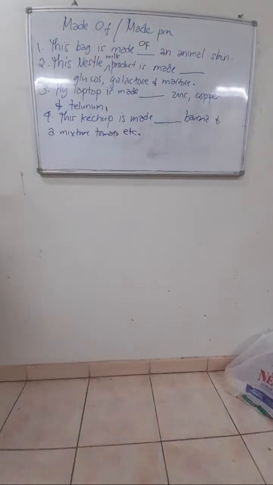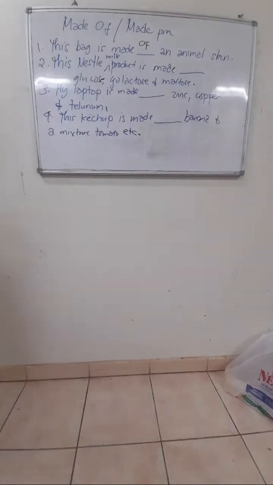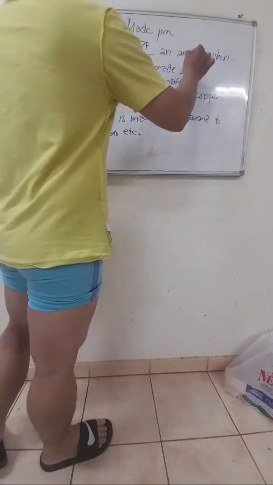Number 2 question. This Nestle milk product is made blank glucose, lactose, and maltose. 1, 2, 3, 4, 5, 6, 7, 8, 9, 10. Your answer will be from.